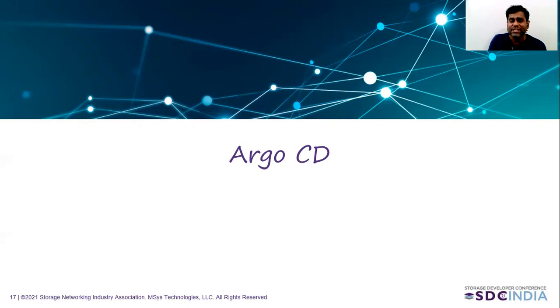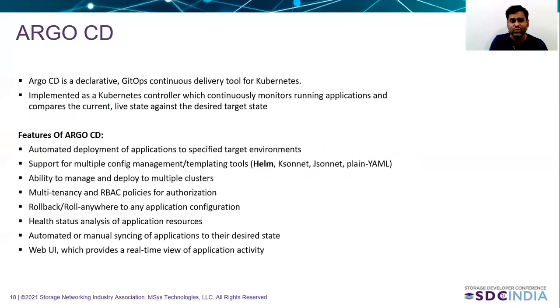And now we can see what ArgoCD is and what features are available in it. ArgoCD is a declarative GitOps continuous delivery tool for Kubernetes. It is implemented as a Kubernetes controller which continuously monitors running applications and provides complete details about them, so we can compare the current values against the desired target values.